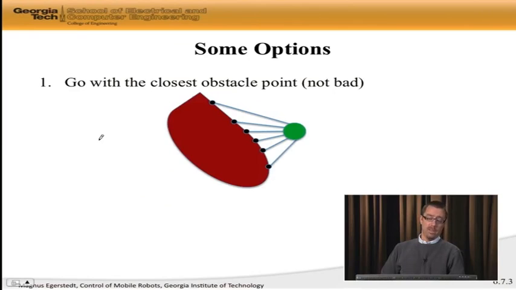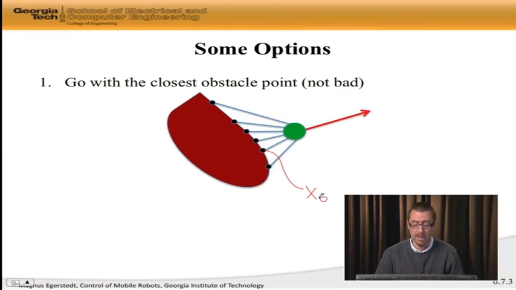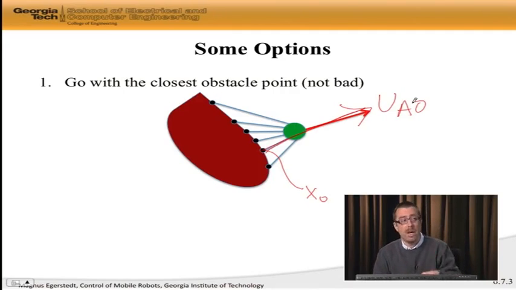One option is, you know what? I'm really not interested in driving into this obstacle. So the point in my algorithm that I'm going to care about is simply the closest obstacle. In this case, it's this point, right? So I'm simply going to say that XO is there. That's actually not a bad idea at all. And then U_avoid-obstacle would simply take me in this direction, just straight away from the closest point. That's not bad at all.